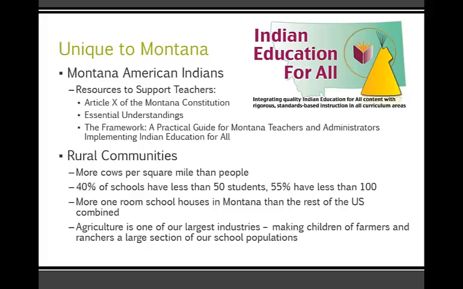But before I get into the details about Indian education for all, I want to say that another thing unique to Montana is our rural communities. We have more cows per square mile than people. We also have more elk and more deer. The amount of things that live on the land or in the wild other than people that inhabit our space is pretty huge. 40% of our schools have less than 50 students in them, and 55% have less than 100. Think about that. When I was teaching high school physics, I had 160 students, just me. So now think about a school building that only has 100 students in it.